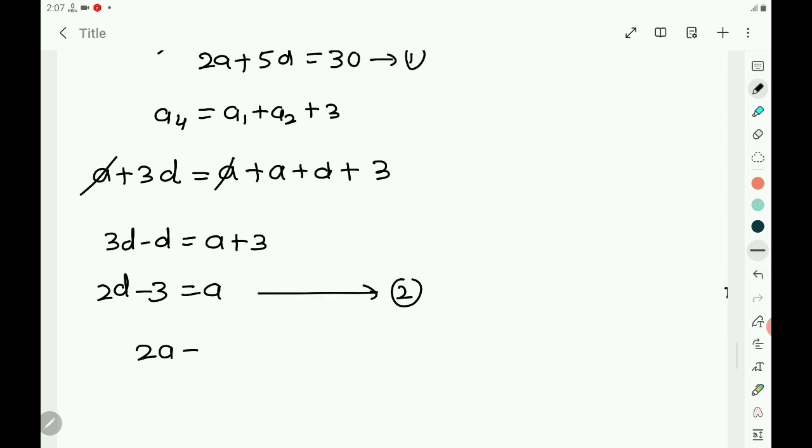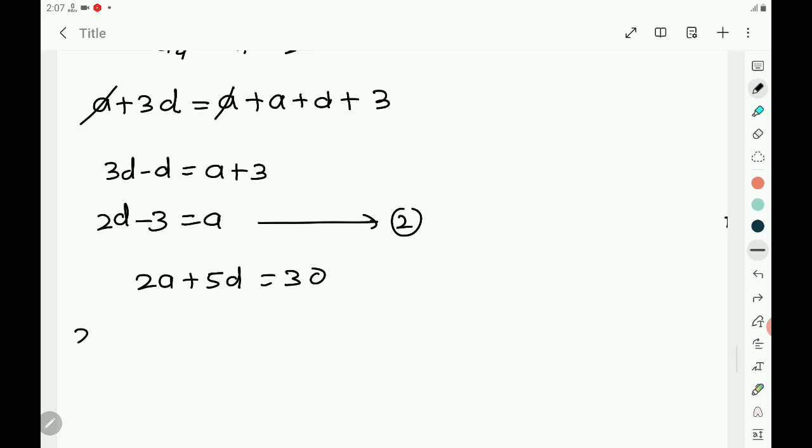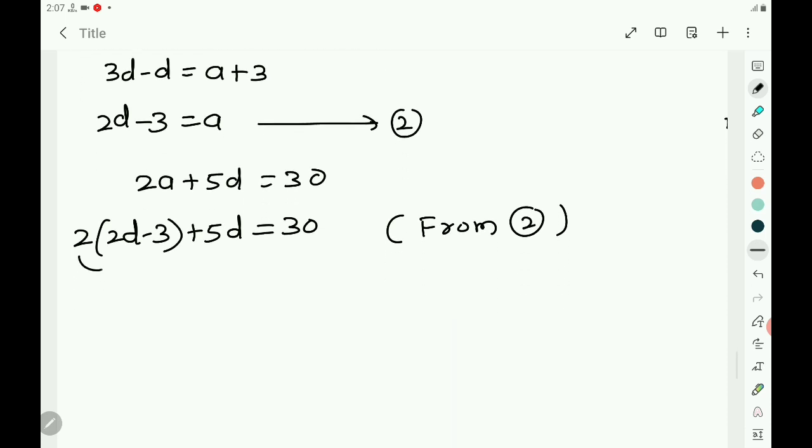Write 2a plus 5d equals 30. a equals 2d minus 3. So 2 into 2d minus 3 plus 5d equals 30. Here a is from the second equation. Then 2 into 2d is 4d. 2 into minus 3 is minus 6, plus 5d equals 30. 4d plus 5d is 9d equals 30.